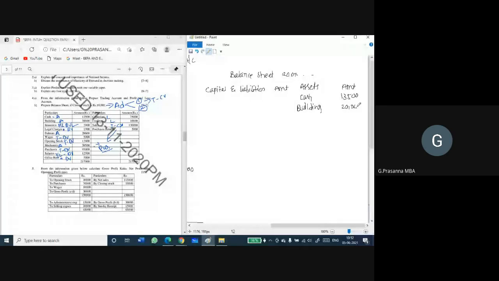Next, insurance won't come, legal charges won't come. Debtors. Debtors is an asset. I'm taking debtors here. What is the amount of debtors? 20,000. Next, wages already taken. Opening stock is also taken. Machinery. Machinery is an asset. So I'm taking machinery on the asset side of the balance sheet. What is the amount of machinery here? 30,500.